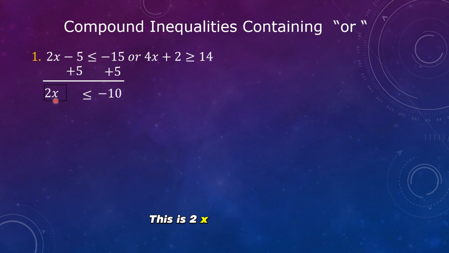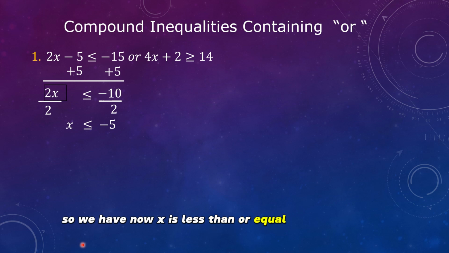This is 2x, or 2 times x. The inverse operation of multiplication is division, so we are going to divide both sides of the inequality by 2. Divided by 2, divided by 2. 2x divided by 2 is x. Negative 10 divided by 2 is negative 5. So we have now x is less than or equal to negative 5.